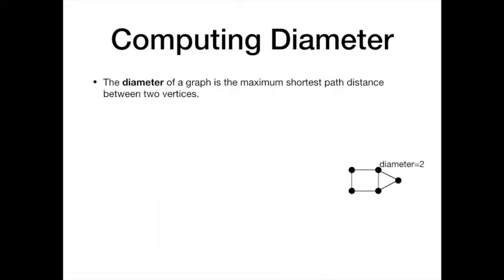So the diameter of a graph is the maximum shortest path distance between two vertices. Here's an example graph with diameter 2. We're interested in how well we can compute or approximate the diameter of a graph.